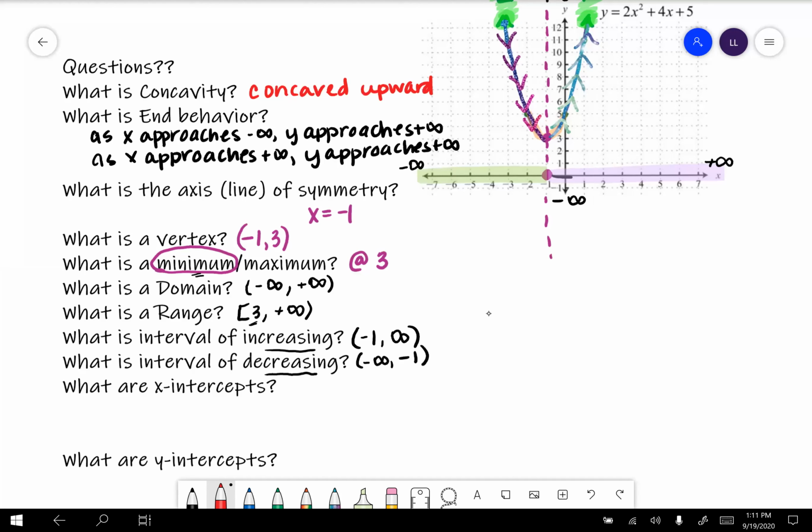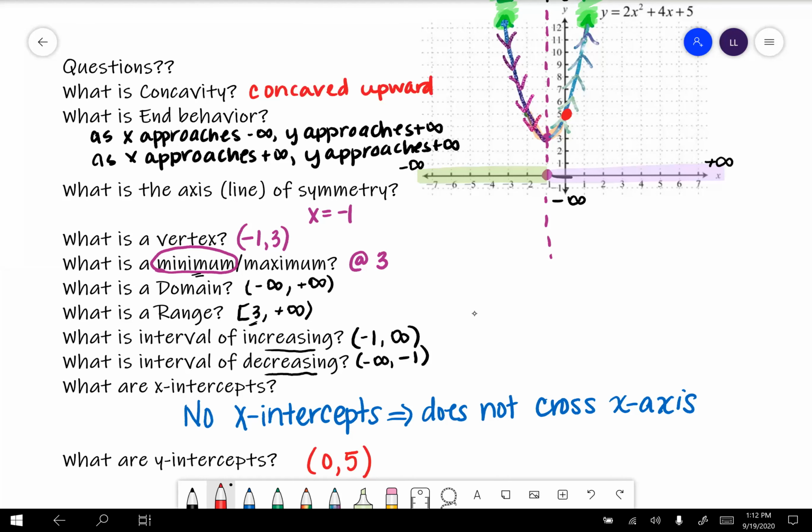Try your hand at the next one. This is another parabola. I want you to identify what your x-intercepts and y-intercepts are. Pause the video here to determine that on your own. So how did you do? Did you notice that this graph did not cross the x-axis? Therefore, there are no x-intercepts because it does not cross the x-axis. However, there is a y-intercept, and that y-intercept is (0, 5).